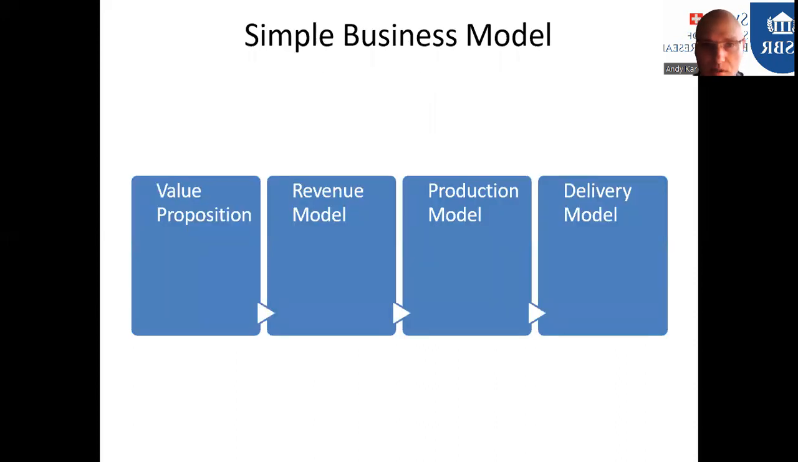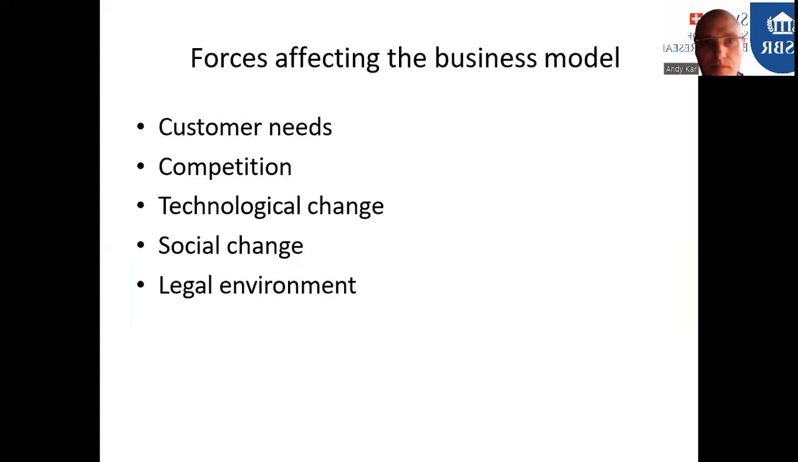A simple business model is built upon 4 steps. We have the value proposition, the revenue model, the production model, and the delivery model. We have 3 sub-models inside the simple business model. Now, which are the forces which affect our business model? Of course, the customers' needs, as we said, since we have a customer-centric approach, and we need to have this customer-centric approach in our business.